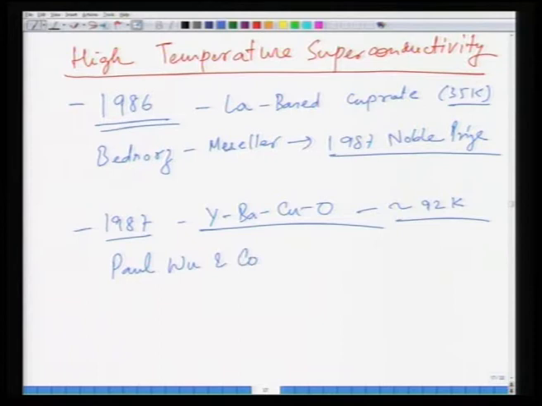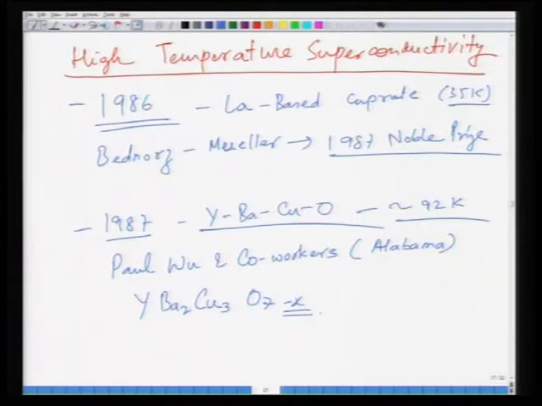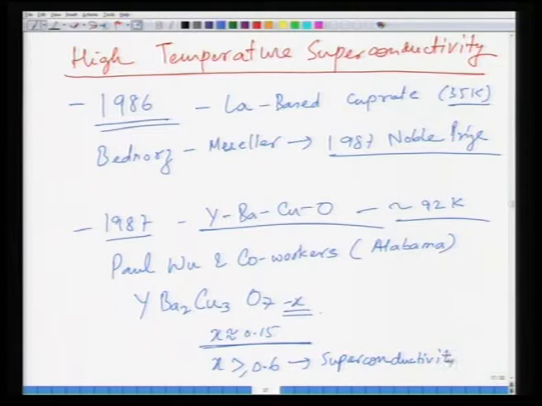And Paul Chu and his co-workers also found that the superconductivity in yttrium barium copper oxide is highly sensitive to the composition. The formula is YBa2Cu3O7-x, and this x was very important. What they found was the superconducting state occurs when x is about 0.15, and this shows the highest TC. However, when you make x greater than or equal to 0.6, superconductivity disappears. So this is the composition beyond which superconductivity does not remain.